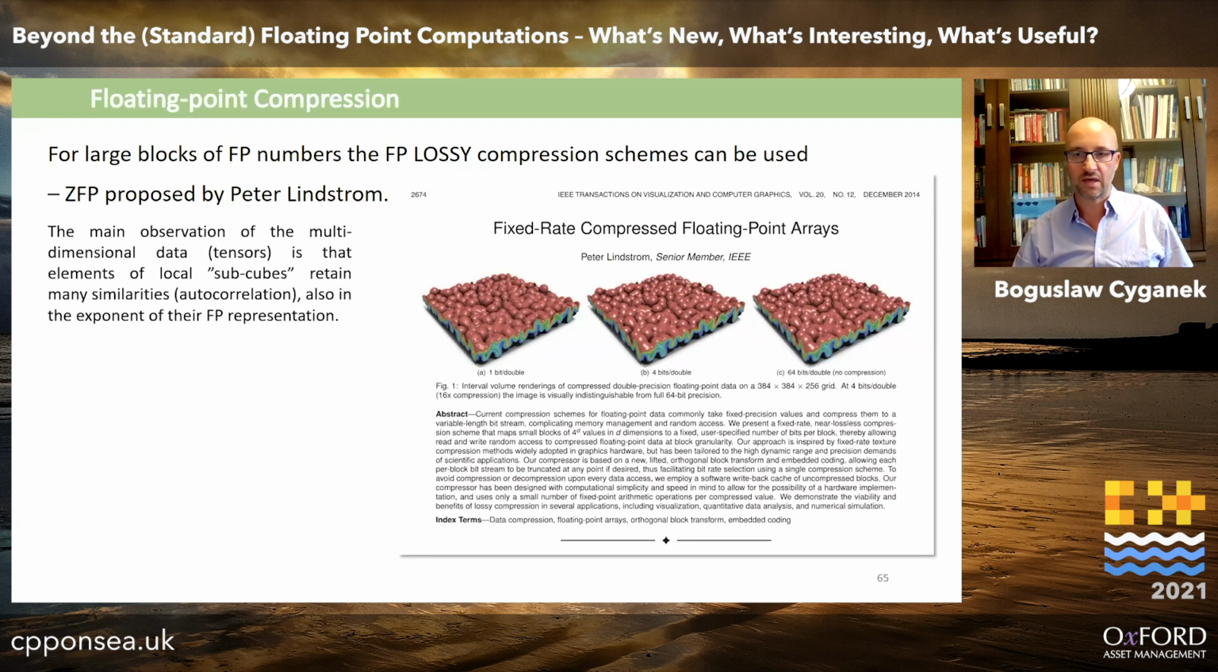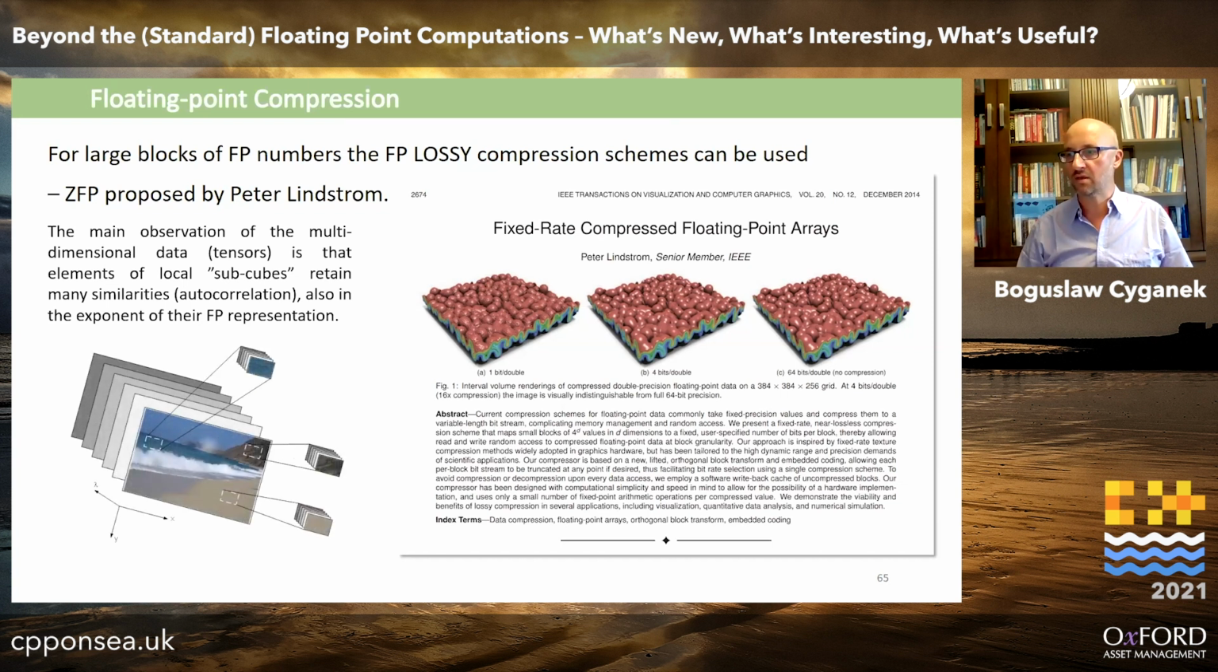The main observation is that in multi-dimensional data, like tensors or images, videos, the local subcubes, the local neighborhoods of elements are quite similar. Especially similar in the exponent. So the obvious compression mechanism is just to take off the common exponent, and we have some kind of compression. But as you will see, it's not that simple to work in many cases. But this autocorrelation and similarity is the principal assumption.